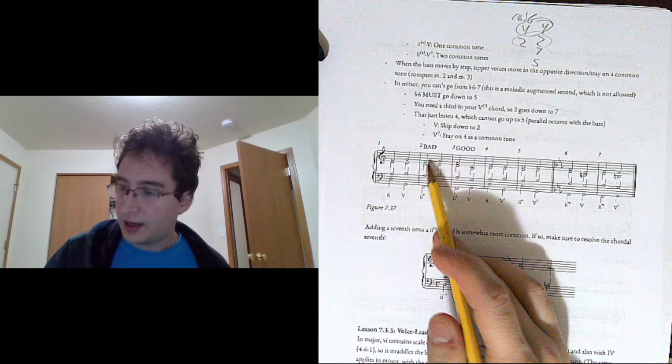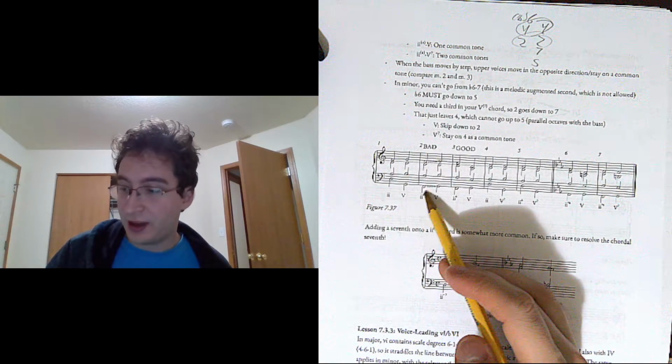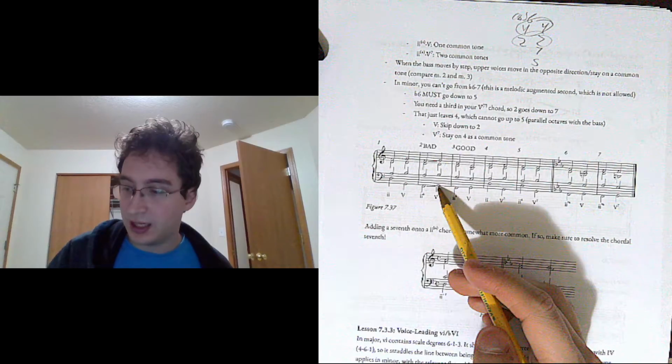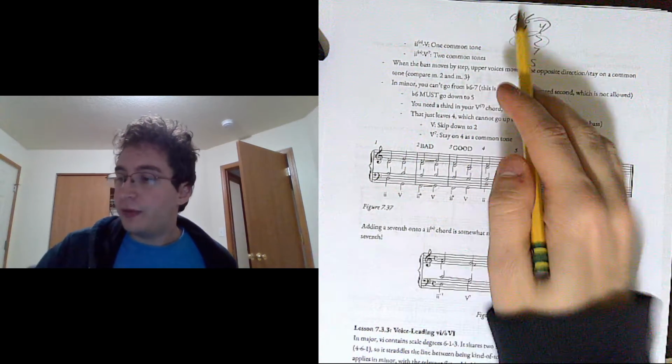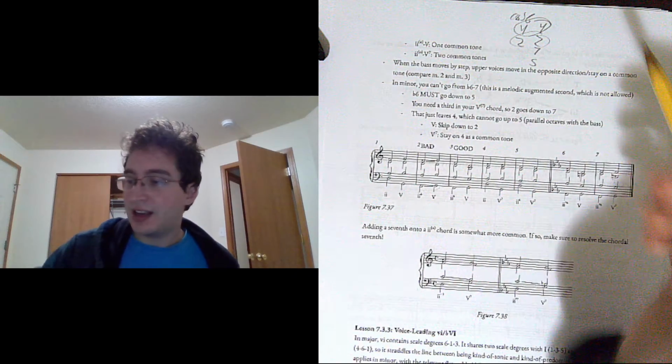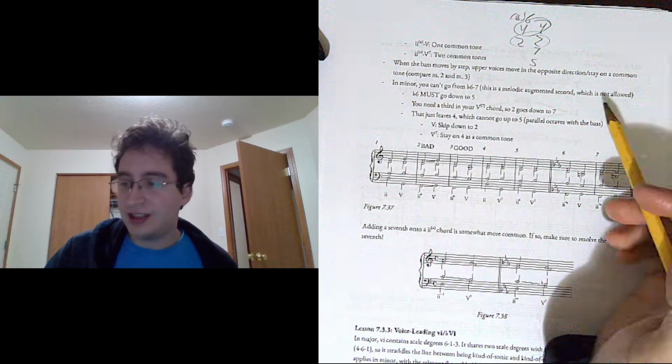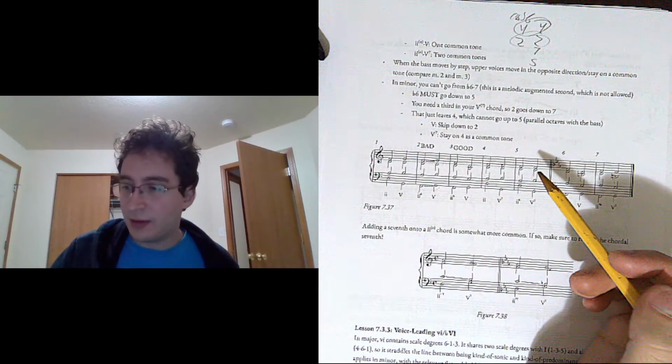If the bass is moving by step because of inversions, upper voices need to move in the opposite direction or stay on a common tone. So here, they did not follow that advice, and you ended up with parallel octaves between the bass and the soprano. That's bad. In minor, you can't go from flat 6 to 7, because that's an augmented second, which is hard to sing, so flat 6 will need to go down to 5 if you're in minor.